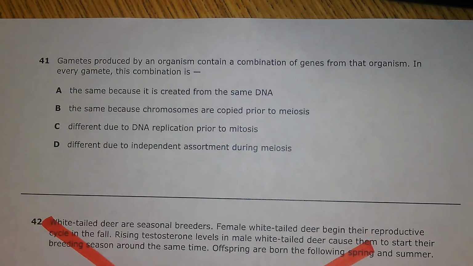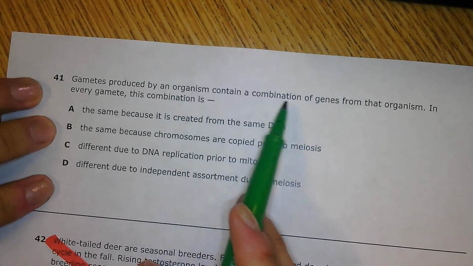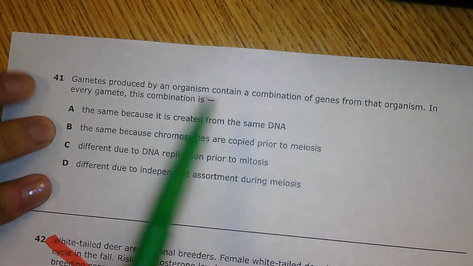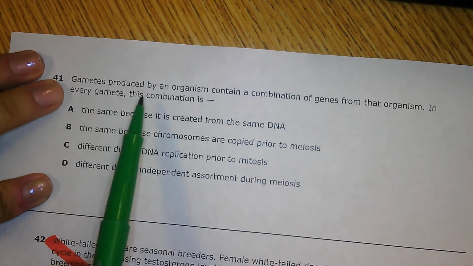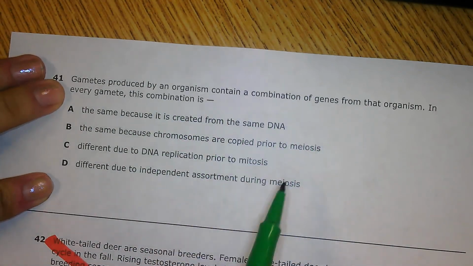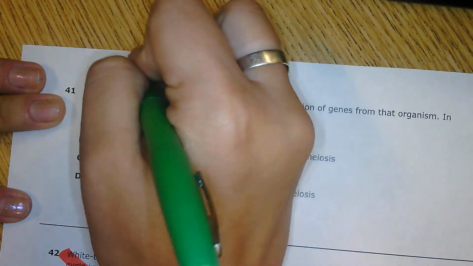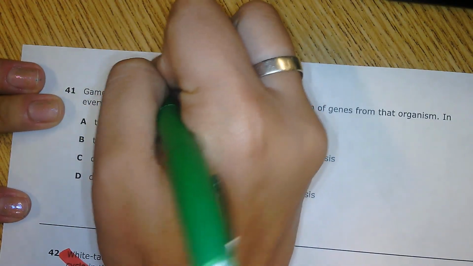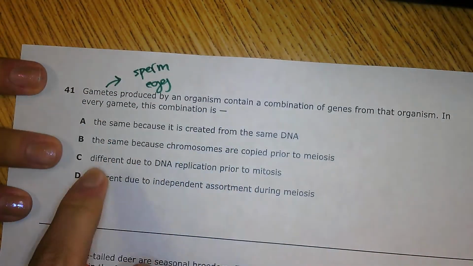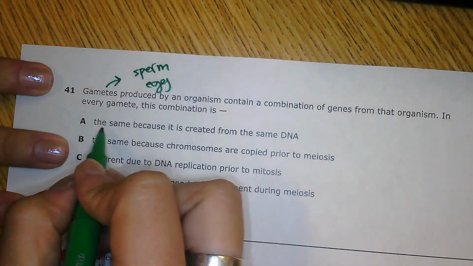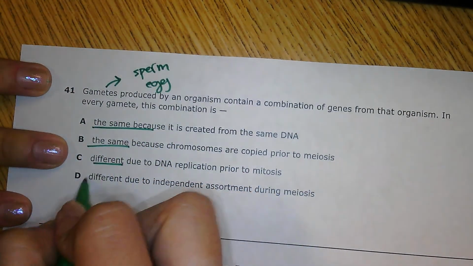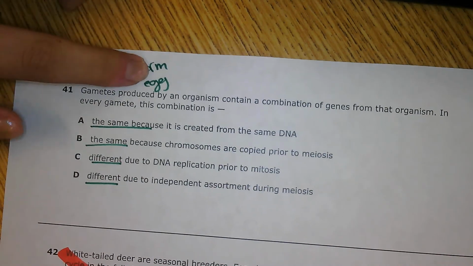All right, last video. We are down to the last few questions here. Gametes produced by an organism contain a combination of genes from that organism. In every gamete, this combination is... So they're telling you gametes, which are either sperm or egg cells, are they the same or are they different? That's the first thing that we need to discuss. Different. So sperm and egg cells are gametes.